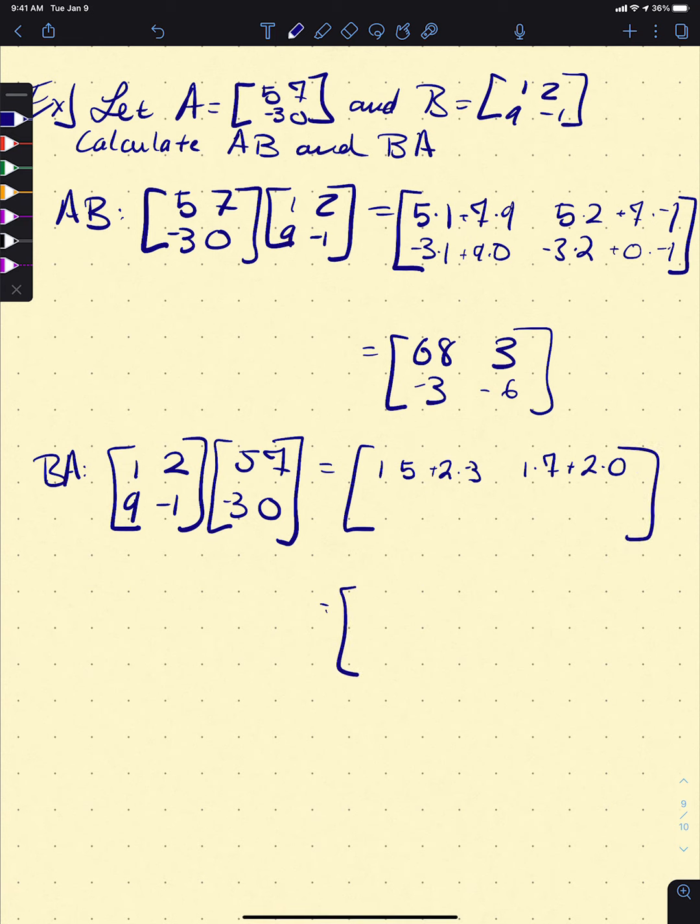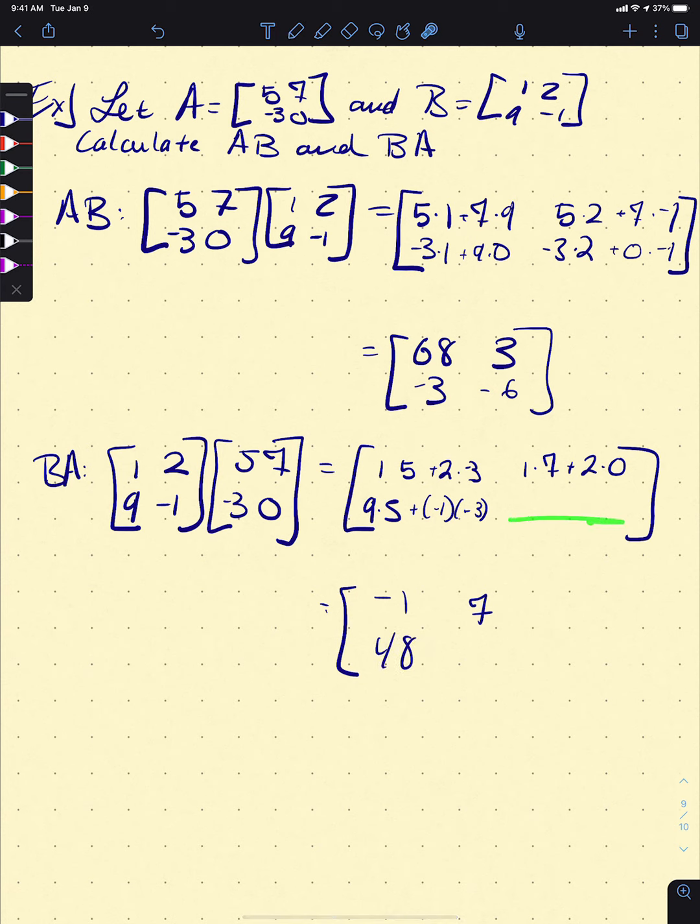Putting that into our matrix down here, 1 times 5 is 5, minus 6 is negative 1. The next entry is just going to be 7. And what happens on the second row, right? This entry is given by the inner product of this row and this column. So we're going to have 9 times 5, plus negative 1 times negative 3, which is just 3. So we're going to have 9 times 5 is 45, plus 3 is 48.